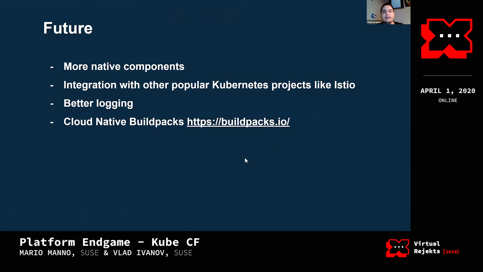As I was saying, the foundation is working on making these components more native. So as Mario mentioned, we're now converting all that BOSH information and deploying things on Kubernetes. But for example, Irene has a native Helm chart. We are working now to include UAA as a native component, so not convert pieces. Also working on integration with other Kube projects like Istio. There are efforts to support better logging and metrics using Prometheus.